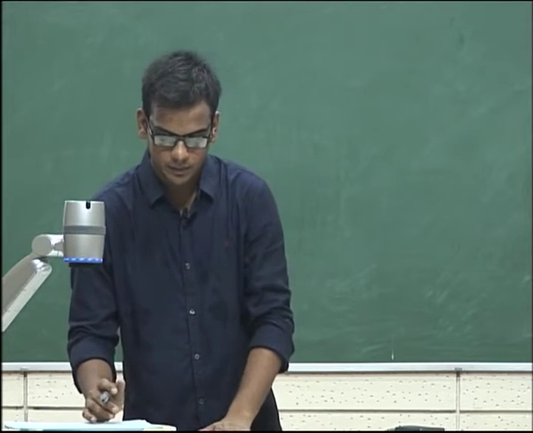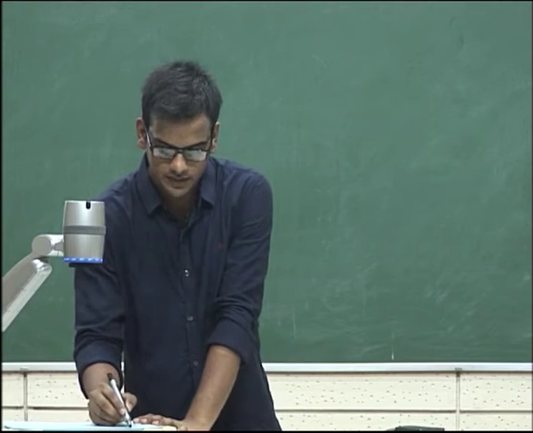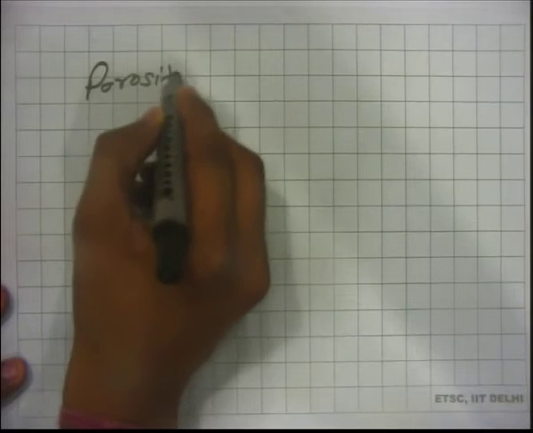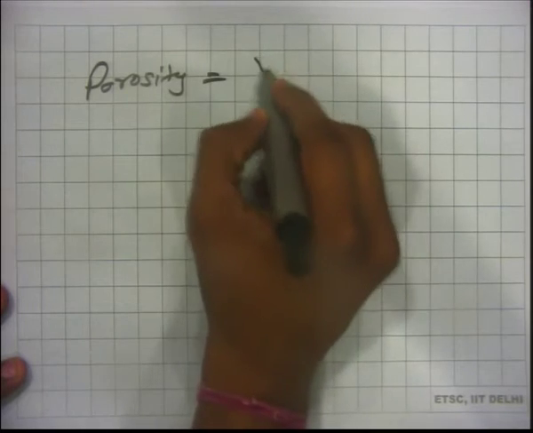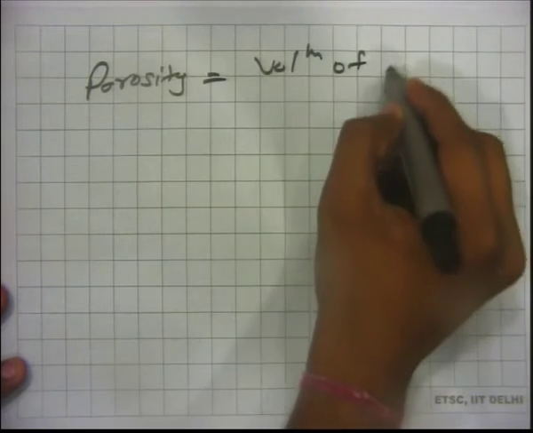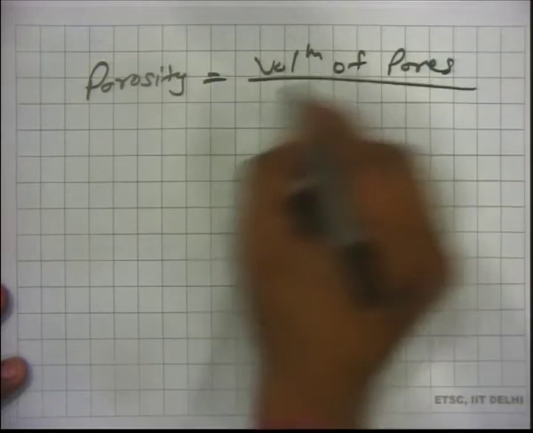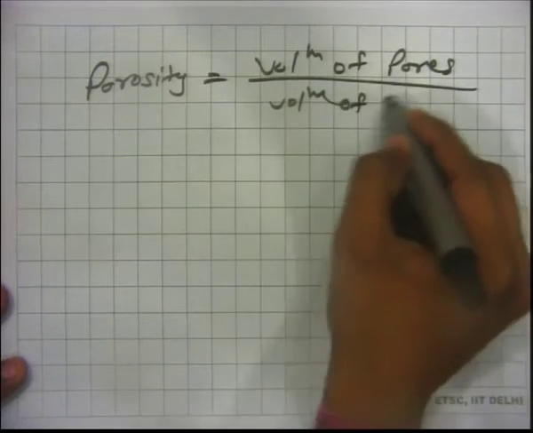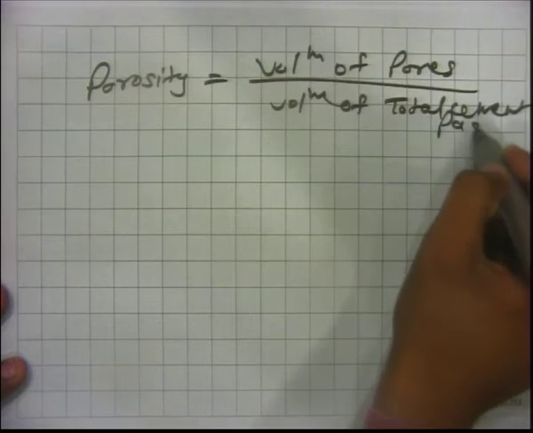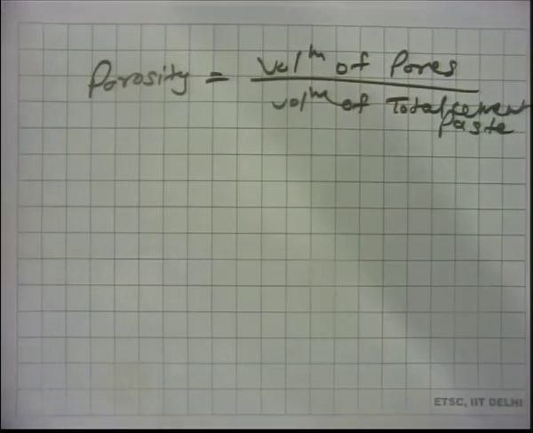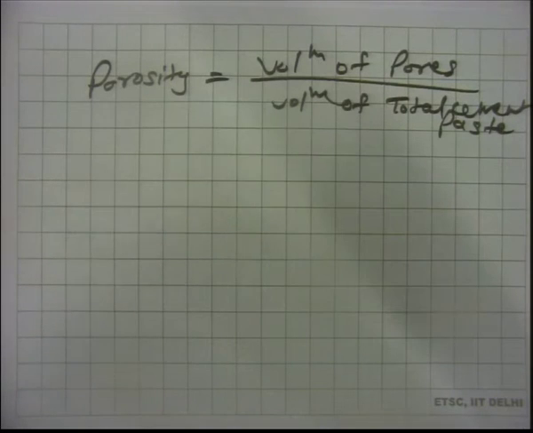So first, what is porosity? Porosity, with reference to cement paste, we can define as the volume of pores divided by the volume of total cement paste. Now to understand this whole discussion, we should understand these two terms, that is, what are the phases in the total volume of cement paste.